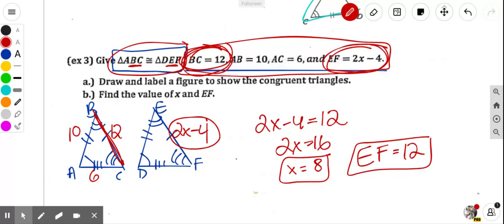Your practice today is there's one paper on this, and then I'm having you go back and do the evens from yesterday. So please let me know if you have any questions.